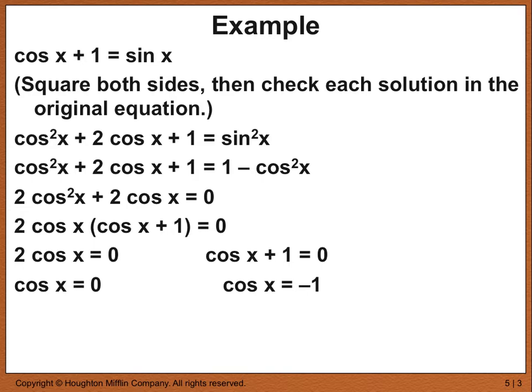Now, this is where you want to consult your unit circle. Remember that on your unit circle, the x-coordinates of points on the circle represent the cosines of the corresponding angles. So look on the unit circle for where you see an x-coordinate of 0.